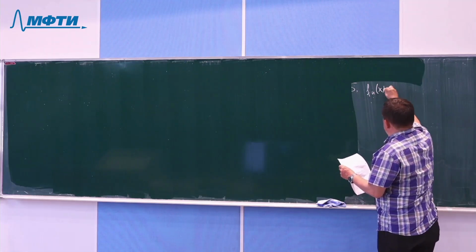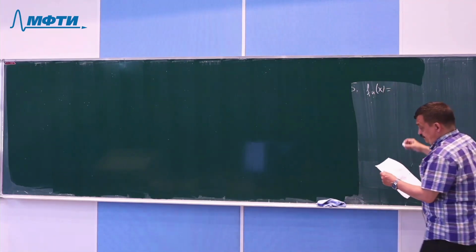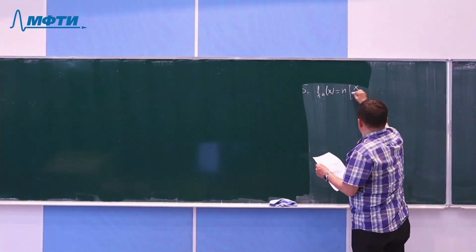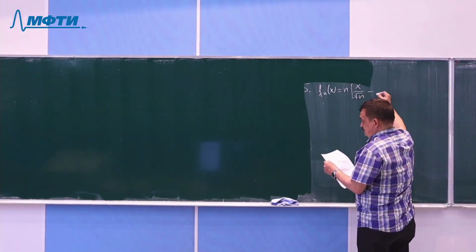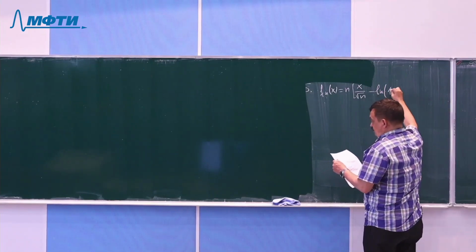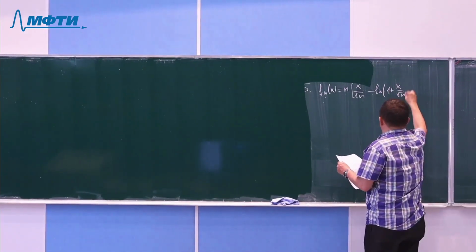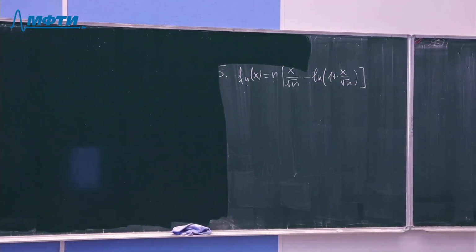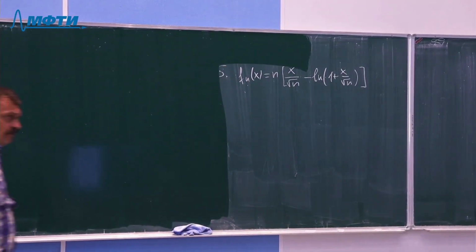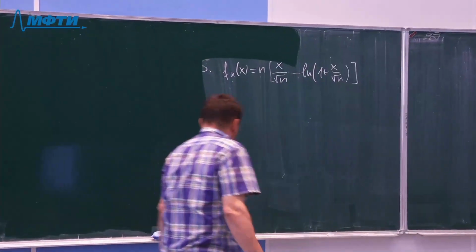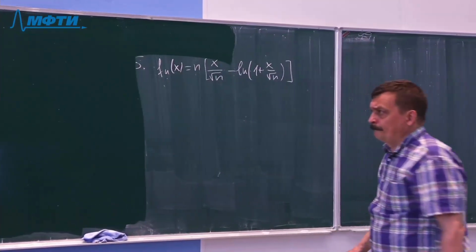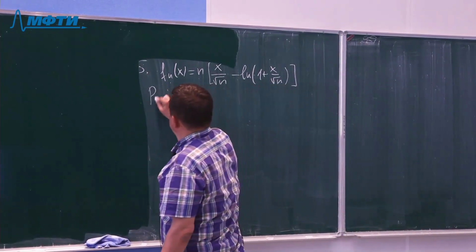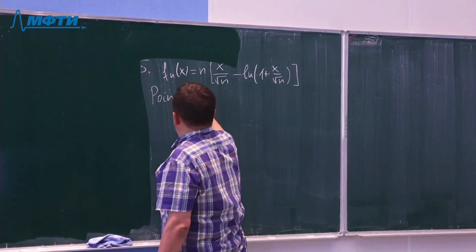The sequence is a functional sequence, of course: n times x over square root of n minus logarithm of 1 plus x over square root of n. Here the question is about pointwise or uniform convergence. Let's start with pointwise convergence.